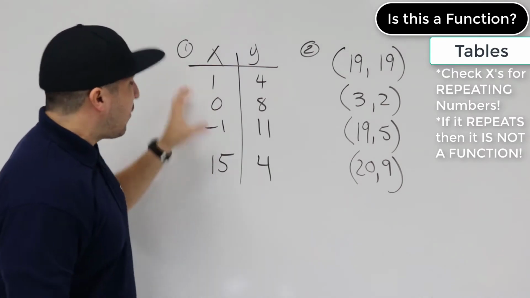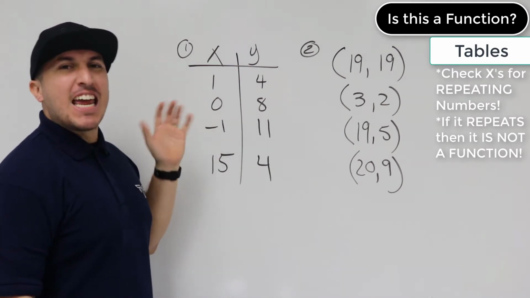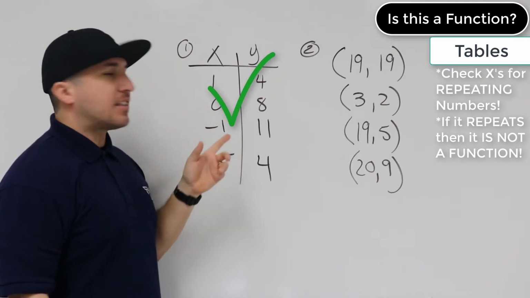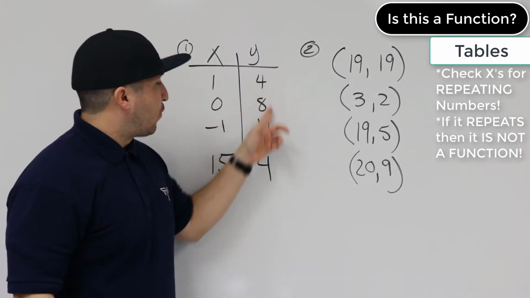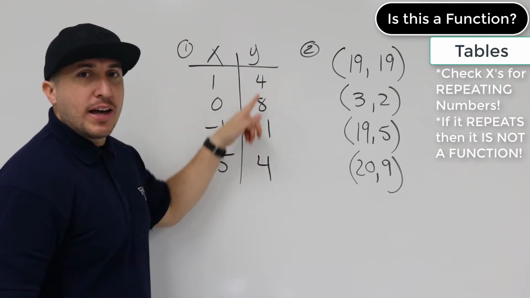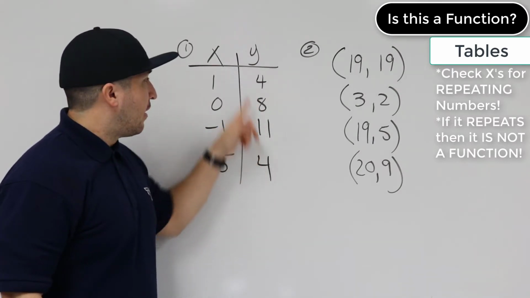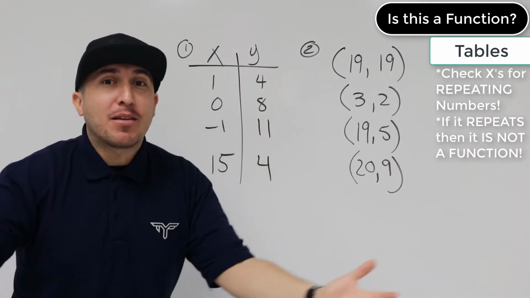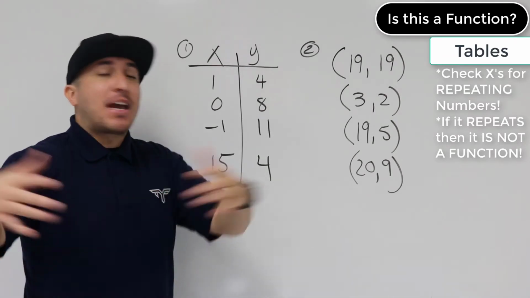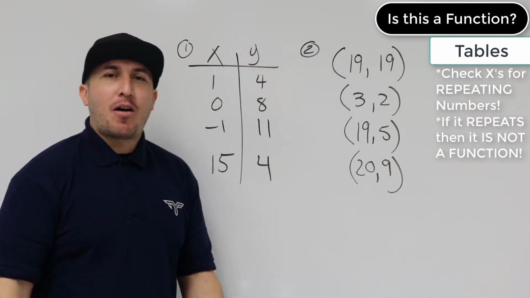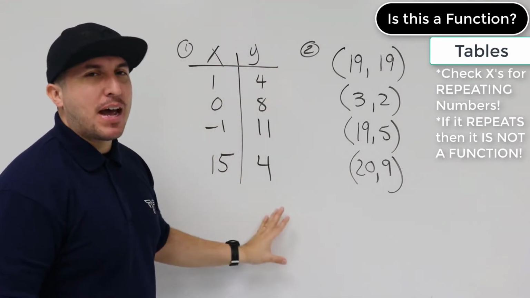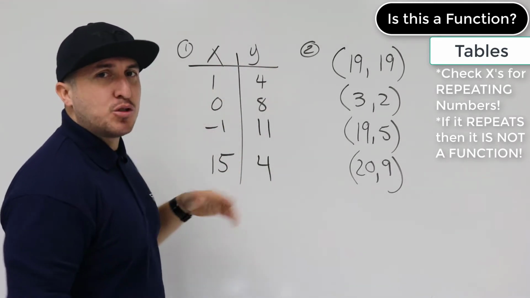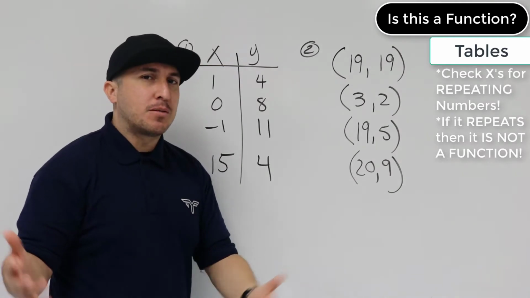So, is this one repeating? No! Nobody here is repeating. So this one is a function. Yes, it is a function. But wait, someone's saying, what about those 4s though? There's 4s on the Y side, and they're repeating. So we don't care about the Y's. Remember, we don't care about the Y column. Stop making it hard on yourself. You could be thinking elephants on this side, it doesn't even matter. As long as these numbers on the X do not repeat, then it's a function.